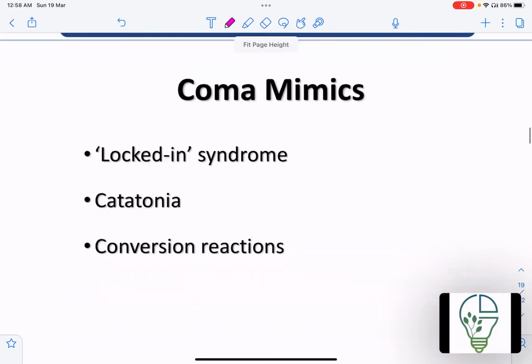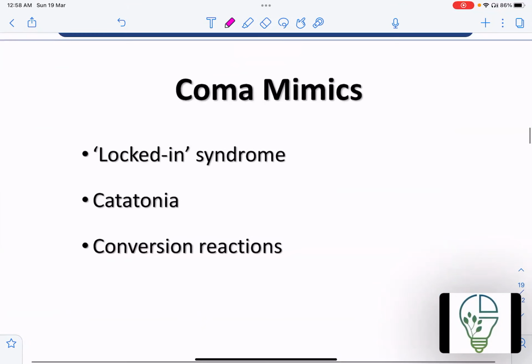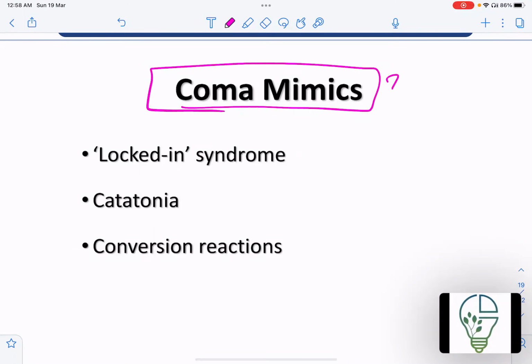Now, this was all of our consciousness-related disease. We spoke about drowsiness, stupor, minimally conscious state. We spoke about coma, vegetative state, and in the end we'll cover brain death, but most of them we've covered, right? So now we're going to talk about coma mimics. What are coma mimics? These are conditions that look like coma, but they're not actually coma. The first one is locked-in syndrome.